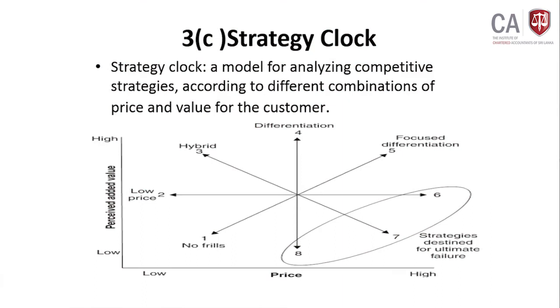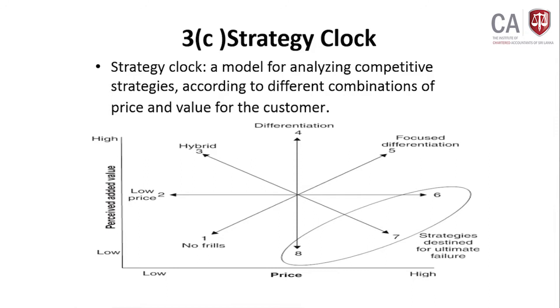So, we will look at the next model we can apply, the Bowman strategy clock. This is a model for analyzing competitive strategies according to different combinations of price and value for the customer. You know about this model also.